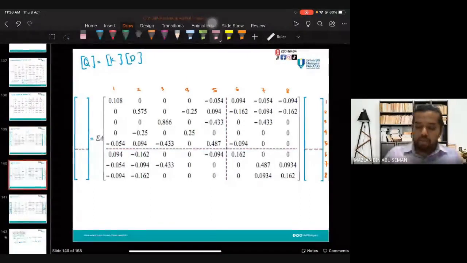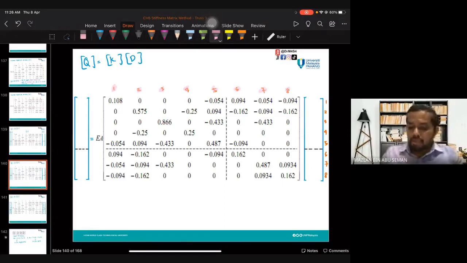Remember you have this numbering already: 1, 2, 3, 4, 5, 6, 7, 8. It's advisable for you to write this numbering. And also when you answer the exam, please use the line for your answer sheet. If not, your matrix is messy and you tend to make mistakes, and I cannot understand your handwriting as well.